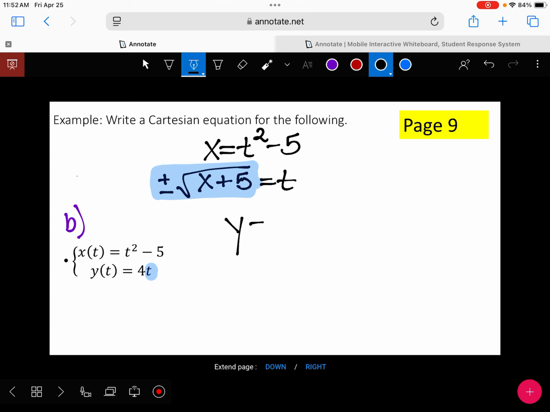So I'll have y equals 4, and then I'm going to put that in parentheses. Now, can I distribute this 4 into the square root? No, there is nothing for me to simplify. That is my equation.